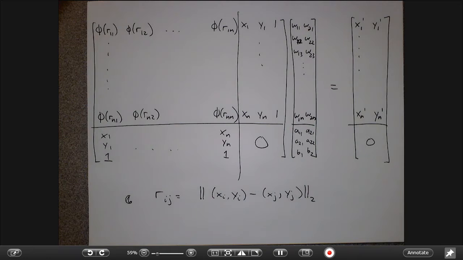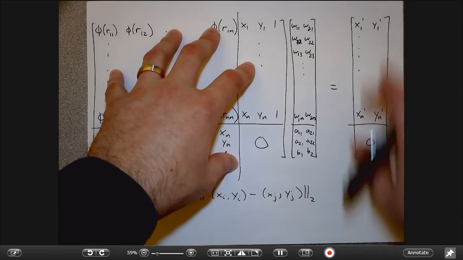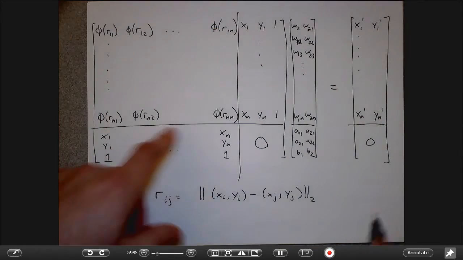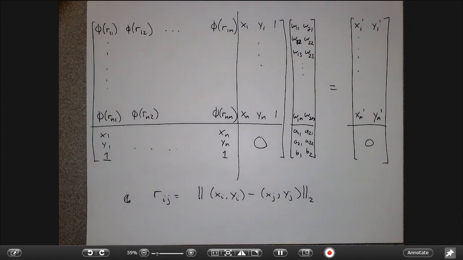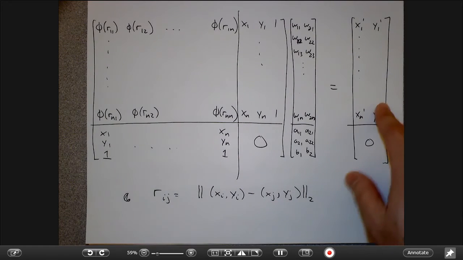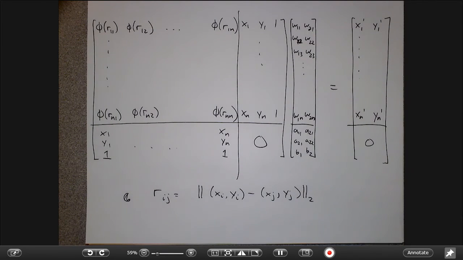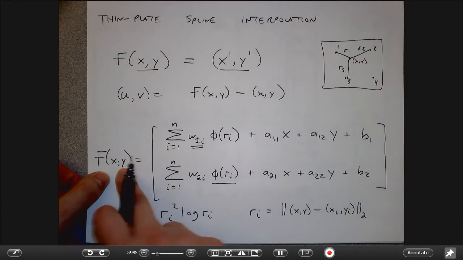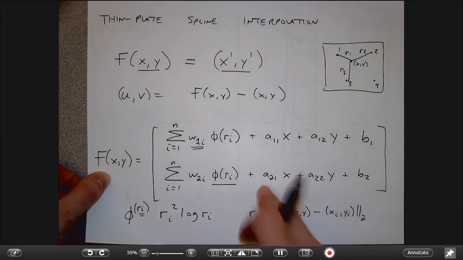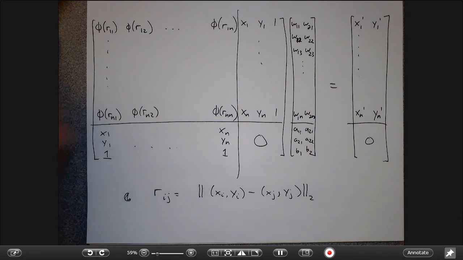So once I've got this, now I can plug in. I know all this stuff on the left-hand and right-hand side, right? This comes from the correspondences. All this stuff is built from how the points are related to each other in the first image, and these are all the points in the second image. Once I've got the weights and the a's, now I can say for any point, I just plug it in and I obtain a new mapping.